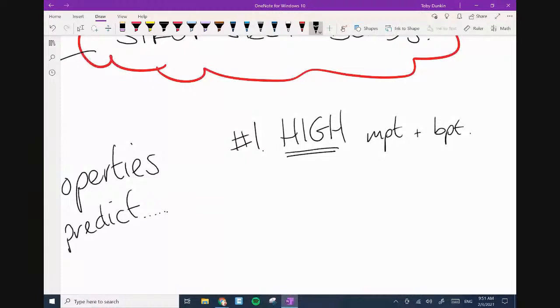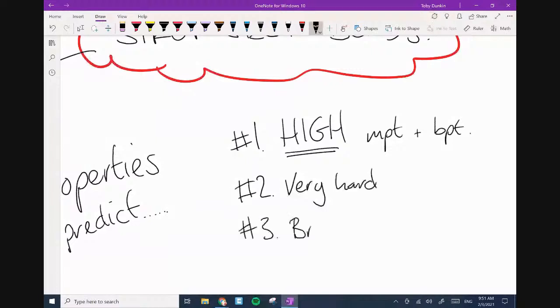Well done, it'll be very hard. Good job. High melting point. Number 2, they would be brittle. I'm going to put that as number 3. They'd be very hard. Very hard. And number 3 is they'd be brittle.